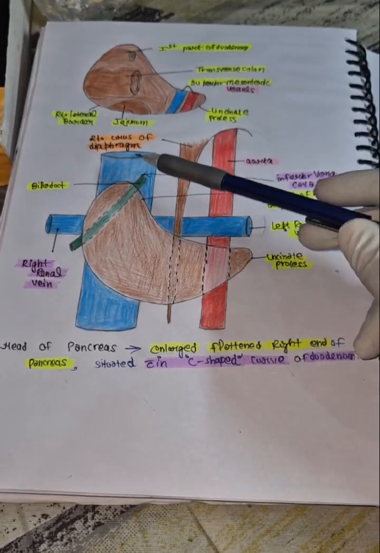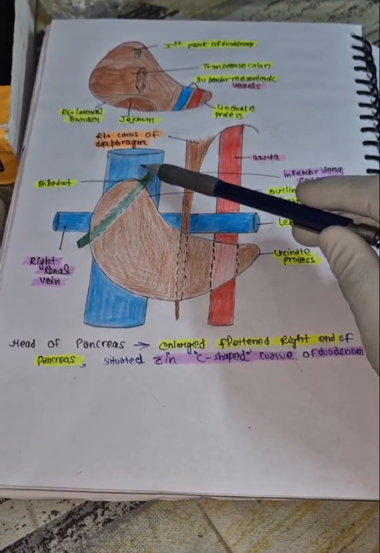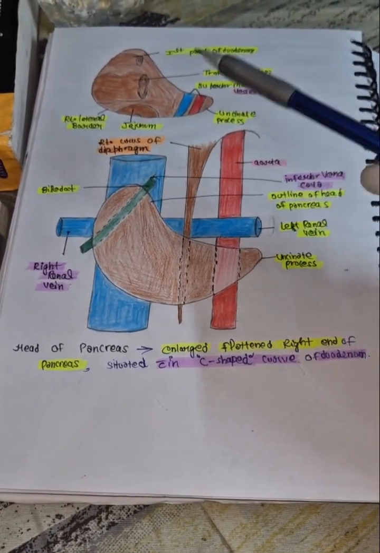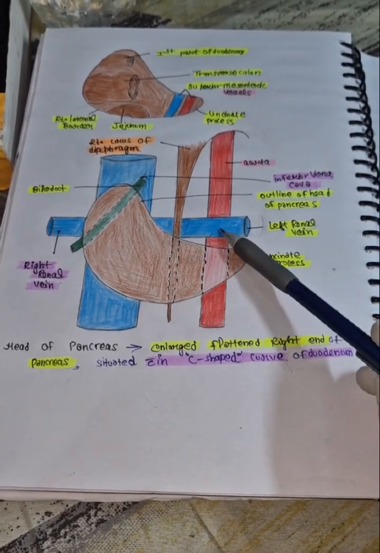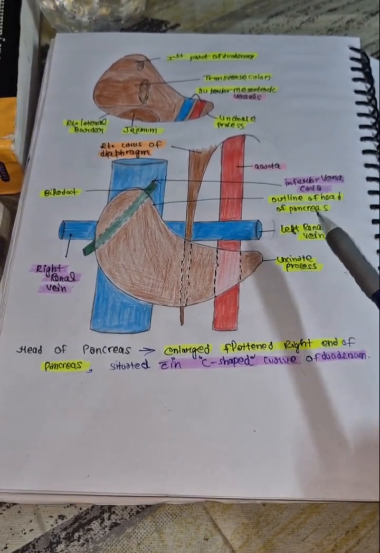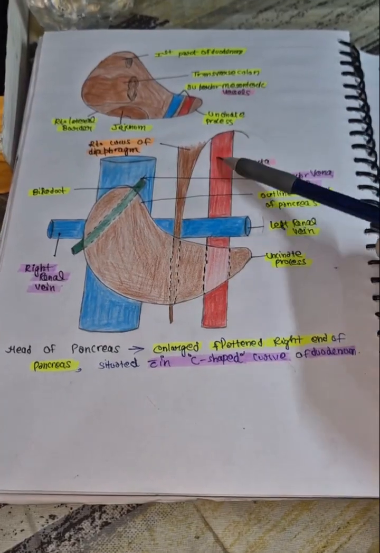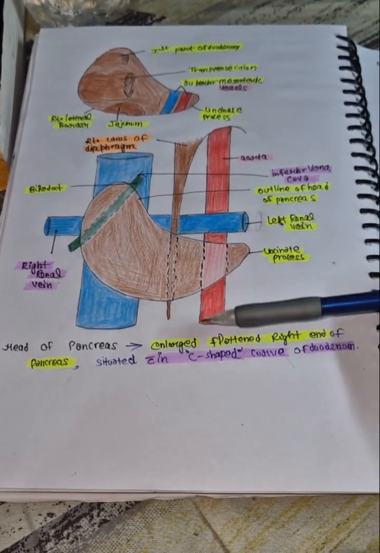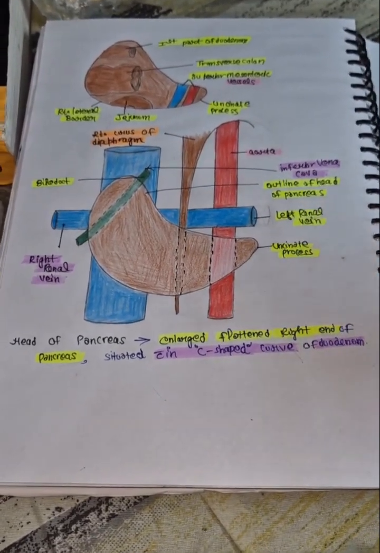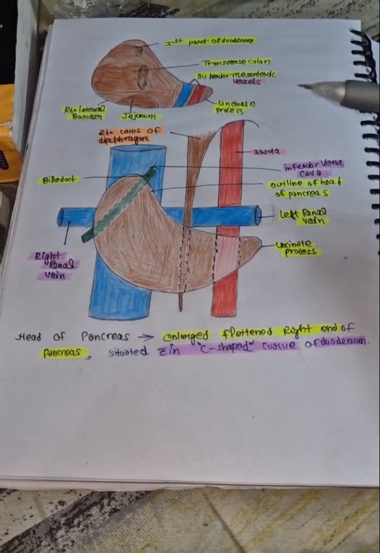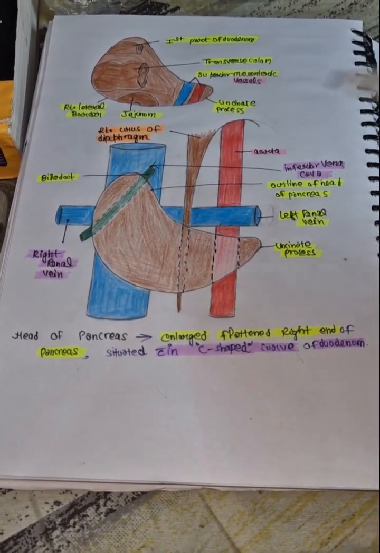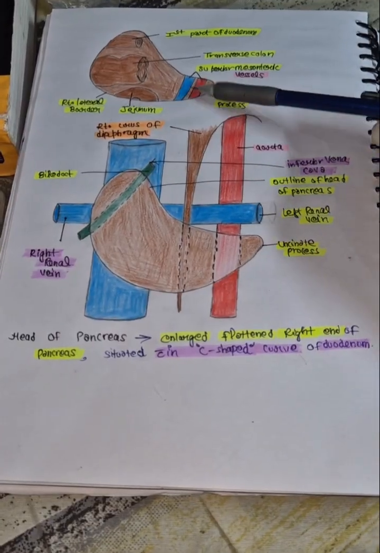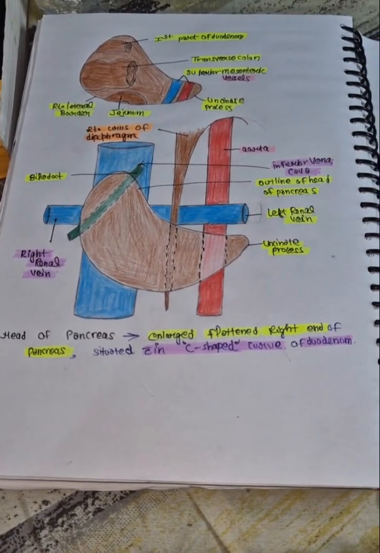So basically it is related. So we can remember this as inferior vena cava, right crus of the diaphragm, bile duct, terminal parts of the veins or left or right renal vein, and aorta. Aorta you can remember as the uncinate process is related posteriorly to the aorta and anteriorly to the superior mesenteric vessels.